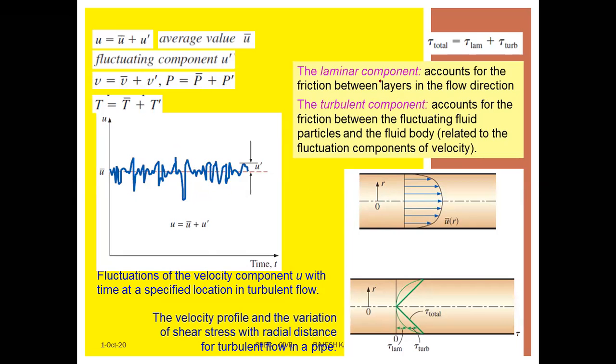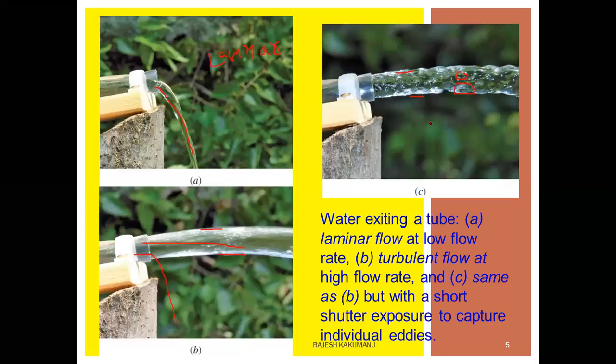Next, the laminar component accounts for the friction between the layers in the flow direction. How is it experiencing the friction? It is experiencing the friction between layers in the flow direction. The turbulent component accounts for the friction between the fluctuating fluid particles and the fluid body, related to the fluctuating components of velocity. So it is experiencing the friction between the fluctuating fluid and the fluid body. Here the fluid is fluctuating, so the boundary.